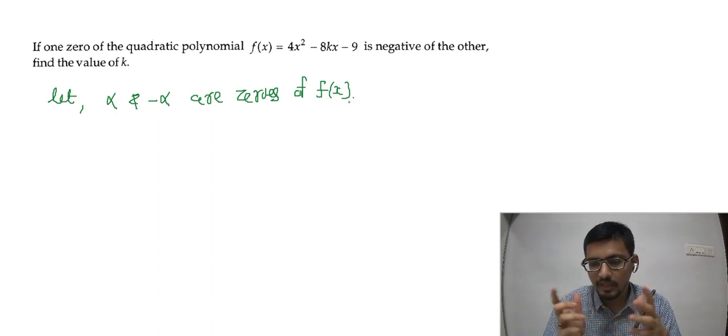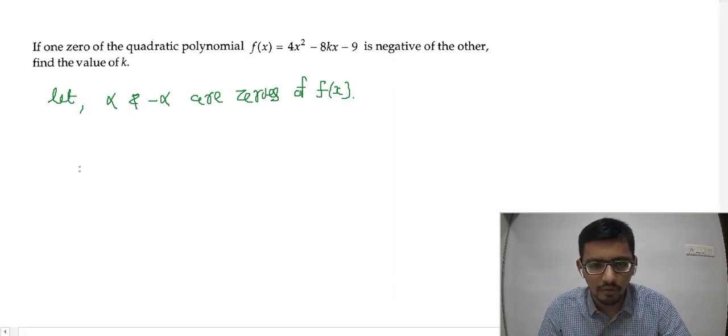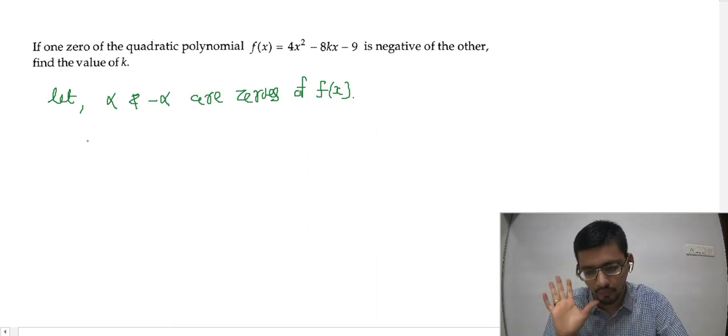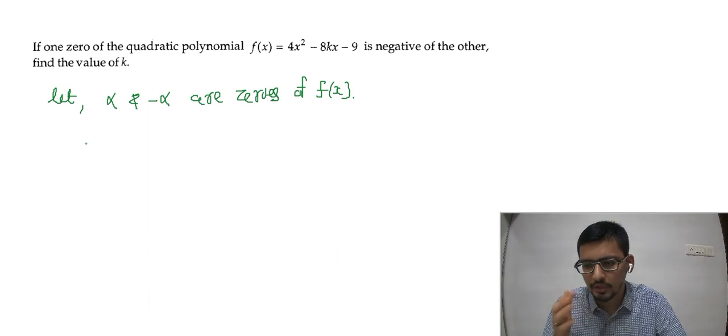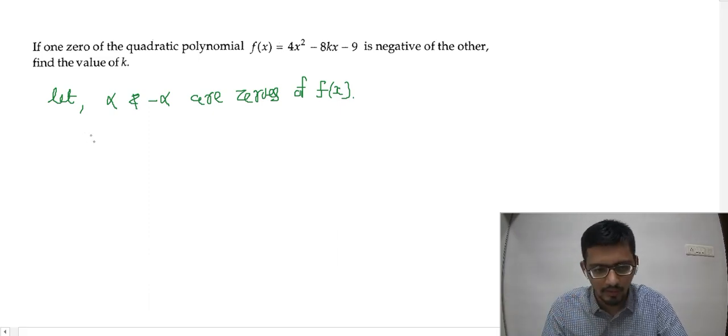But if you think from the sum of the zeros point of view, what is alpha plus minus alpha? 0. So according to this question, what should you apply? Plan A, you should apply with the sum of roots. If the sum of roots is not giving the proper answer, you will go with plan B. You will think from the product point of view. So here, initially I am thinking from the sum of roots point of view.